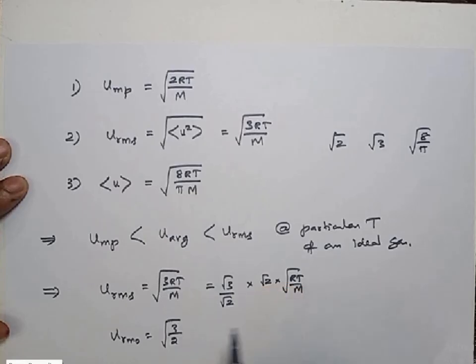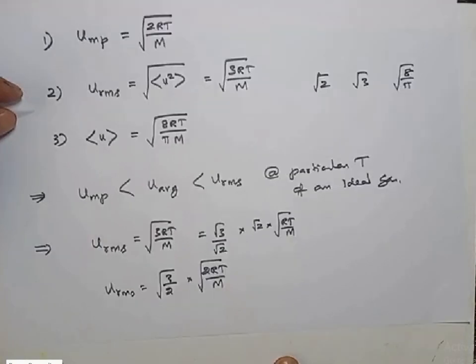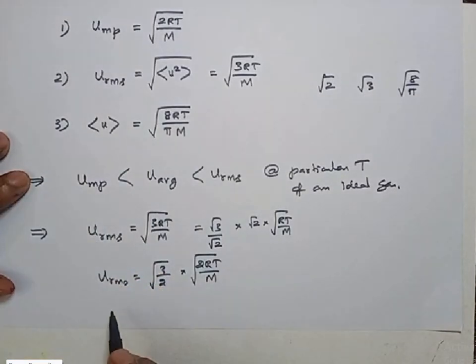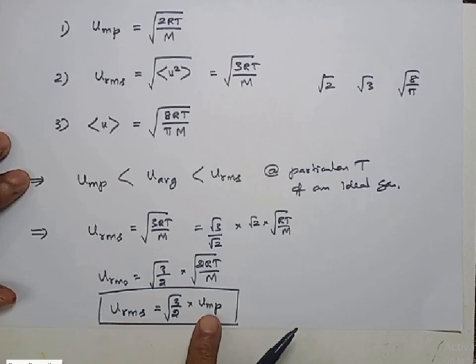So, URMS equal to, observe carefully, I can combine this, I can write root of 3 by 2. I'll bring this root 2 inside, so you'll get 2 inside, so I can write 2RT by m. What is square root of 2RT by m? Most probable. So what is URMS then? URMS equal to square root of 3 by 2 into UMP. This is the relation between URMS and UMP at a given temperature T.